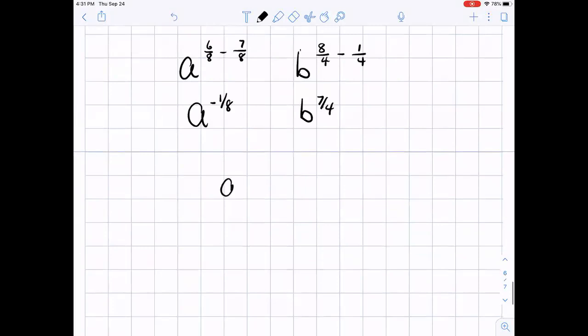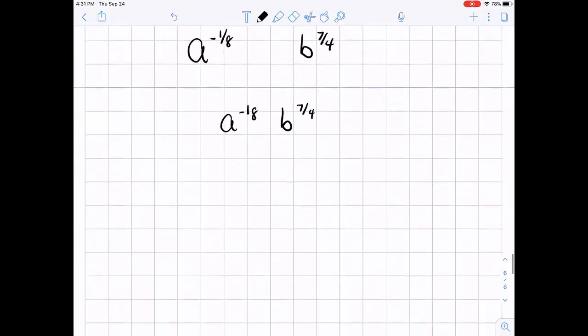Now, unfortunately, you cannot leave negative exponents, right? You should never leave an answer as a negative exponent. So this becomes A to the 1/8 power, but in the denominator, times B to the 7/4.